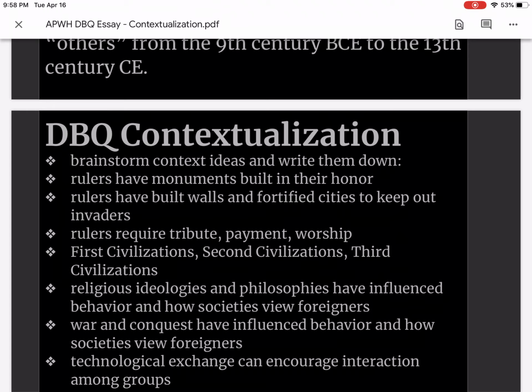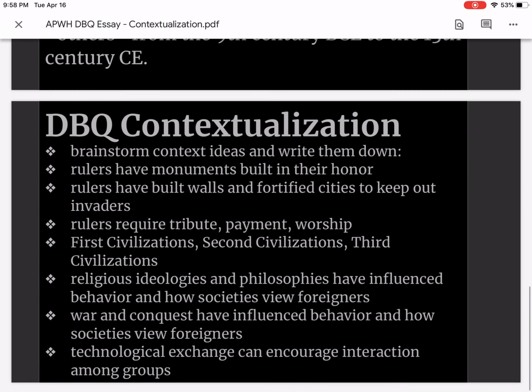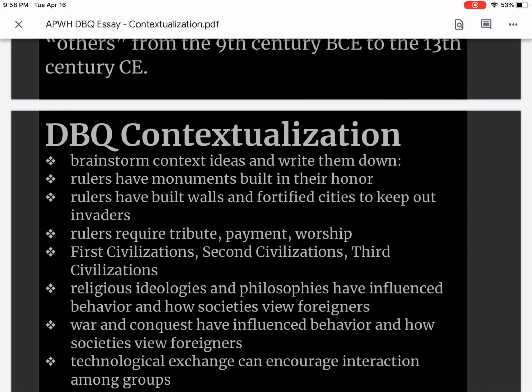So it's very important to take a look at some of these different situations when you're developing the context for this particular DBQ. And that concludes your contextualization lesson.